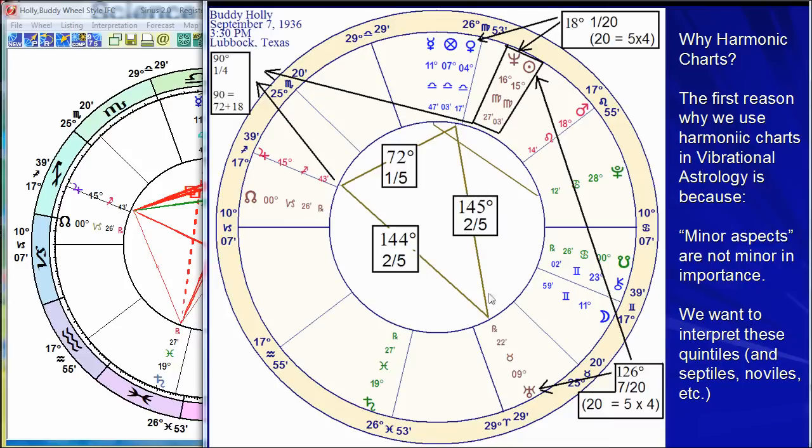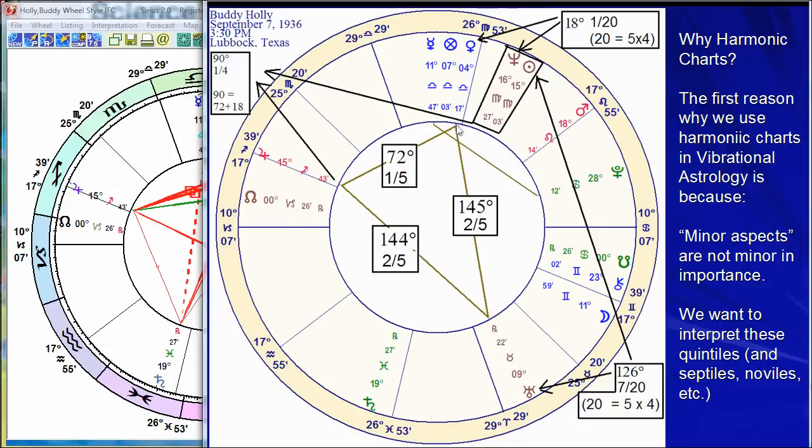And Venus and Uranus are also about 144 degrees, actually closer to 145 degrees, which is also 2/5, with about a 1 degree orb. 144 would be exact. So they're all close to being fifths of a circle apart.